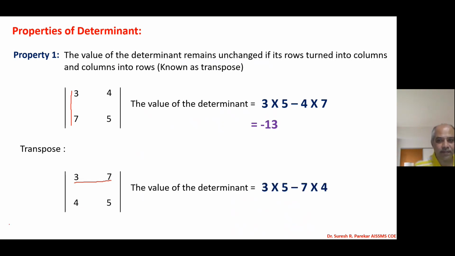So we have 3 into 5 minus 7 into 4. The value is again minus 13. So if we change rows into columns and columns into rows, then the value of the determinant will not be changed.